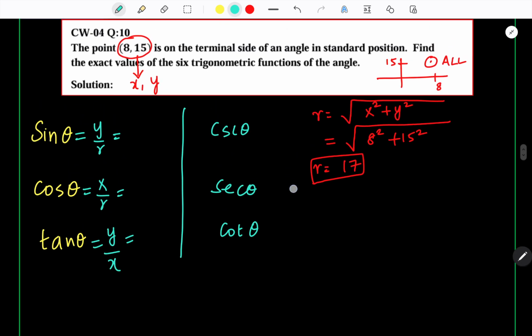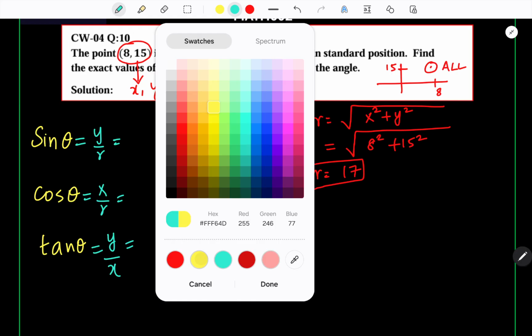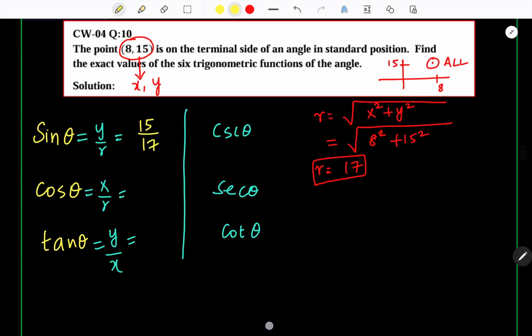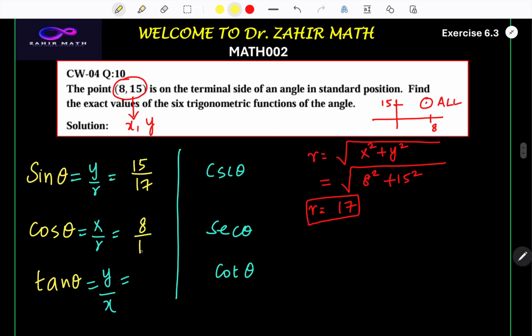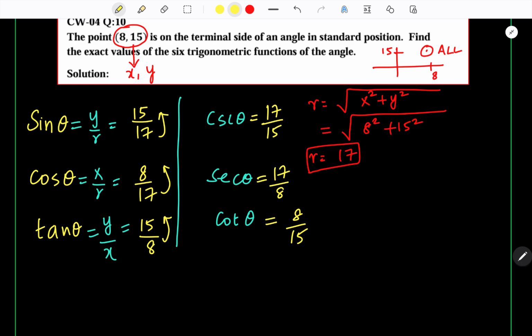Y by r. What's your y? 15, right? So this is 15 divided by r. R is 17. And the next is 8 divided by 17. And y by x is 15 divided by 8. Now what you need to do? Flip, flip, and flip. So which will be 17 by 15, which is equal to 17 by 8. And this is equal to 8 by 15, right?